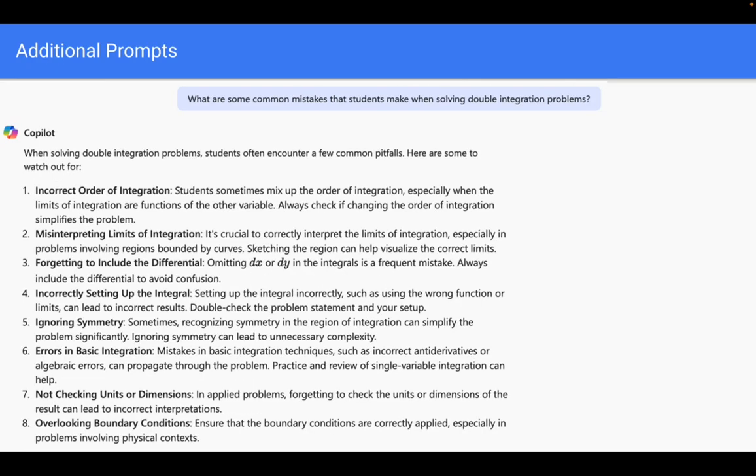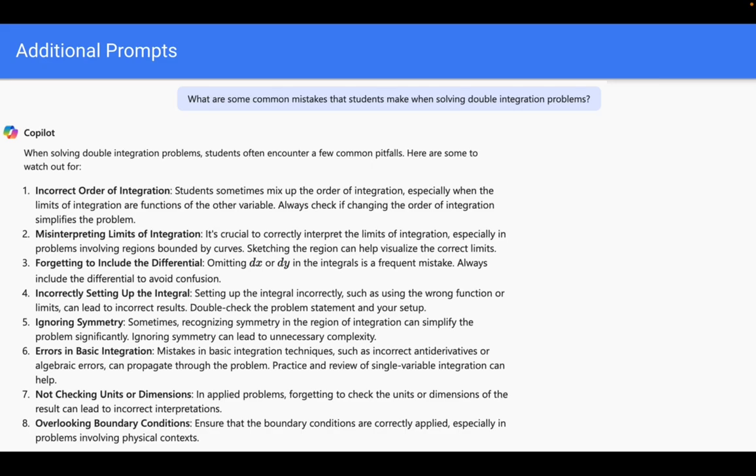Another thing we may want to know is, what are common pitfalls with multivariable integration problems so that we can try to avoid those as we're working through our problems. So a prompt for that could be, what are some common mistakes that students make when solving double integration problems? So Copilot's response for these: 1, incorrect order of integration, students potentially mixing up the order of integration. 2, misinterpreting limits of integration.